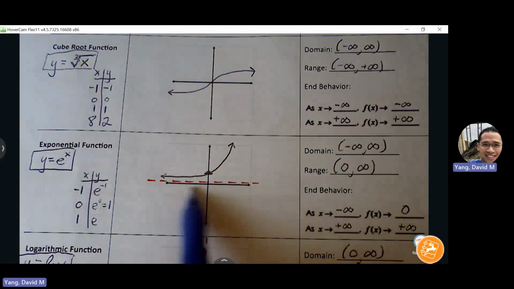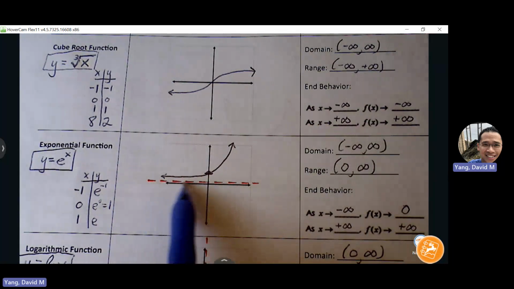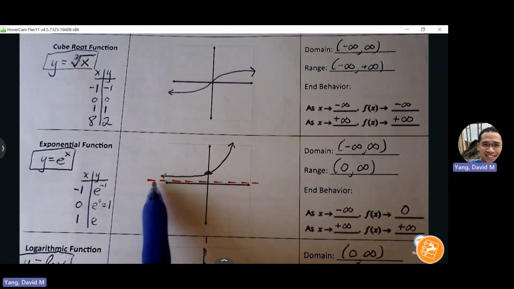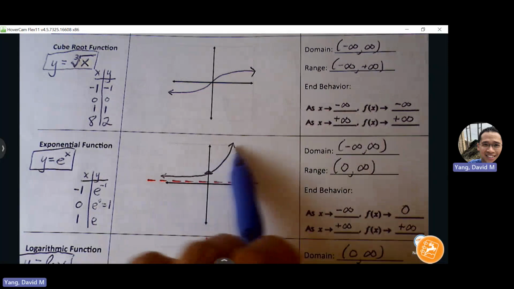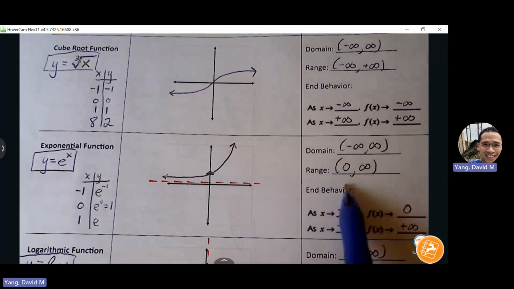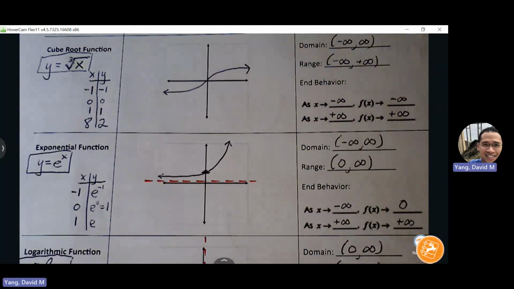But there is a horizontal asymptote. So the graph is not going to dip below the x-axis. My domain is all real numbers. The arrows are going in both directions, but the range is only in the positive region. It's only going to go from 0 to positive infinity.